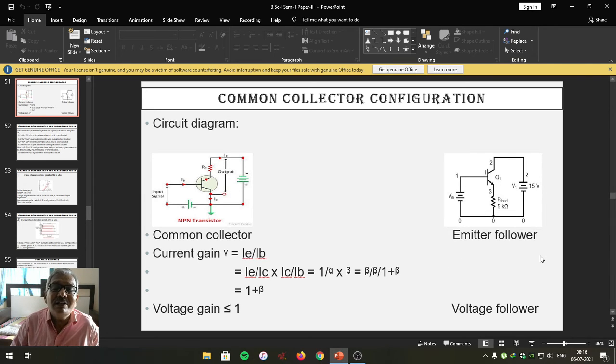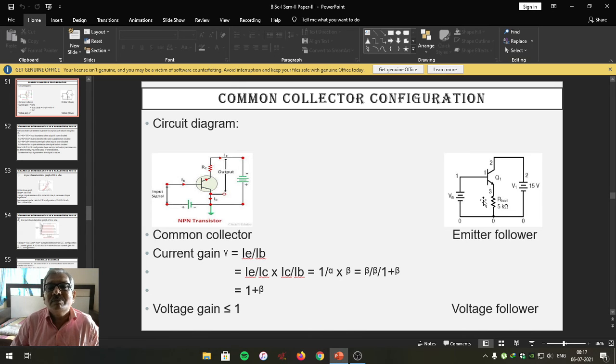It is called a common collector circuit because collector is common for input as well as output. It is called emitter follower because we are taking output across emitter and this output follows the input. So that is the reason why common collector configuration is also named emitter follower. Friends, sometimes emitter follower circuit is also called voltage follower because output voltage follows the input voltage.